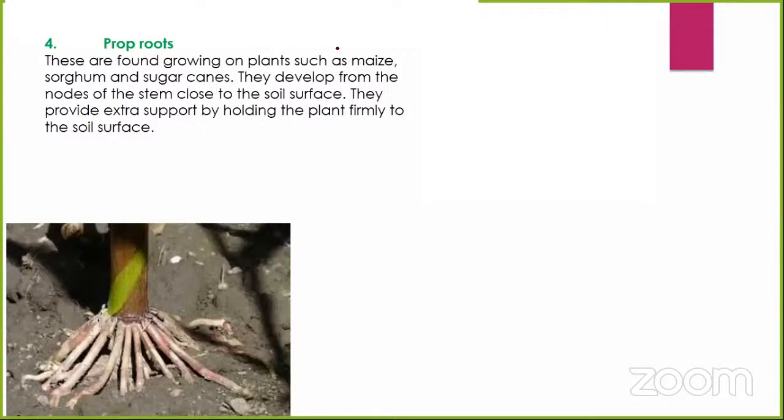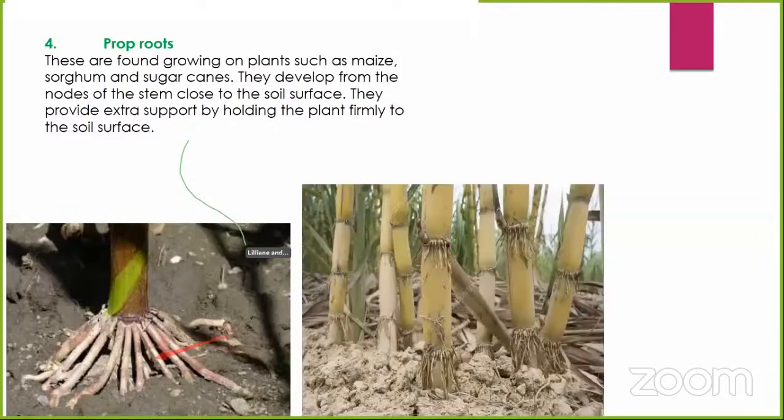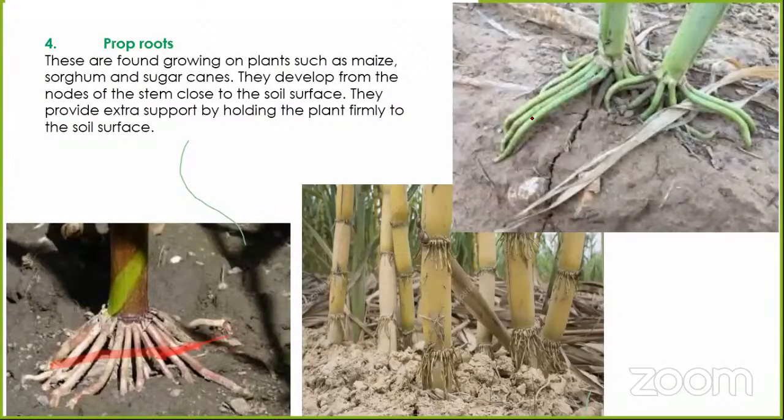I was still telling you about prop roots. Teacher, why didn't we put sugar canes in modified roots? Now, you can see that I have them here. They also have these prop roots. These are sugar canes. Thank you for that observation. And they are going to be found on these lower stems. They will have these small prop roots as well. Okay. And then you can see here, this is sorghum.